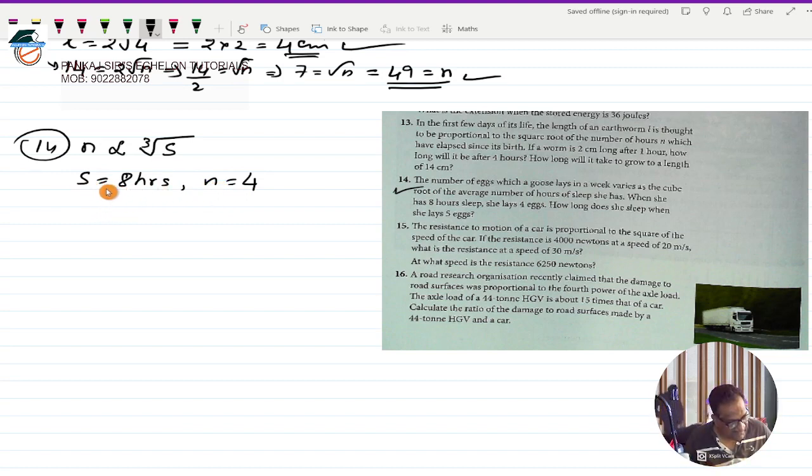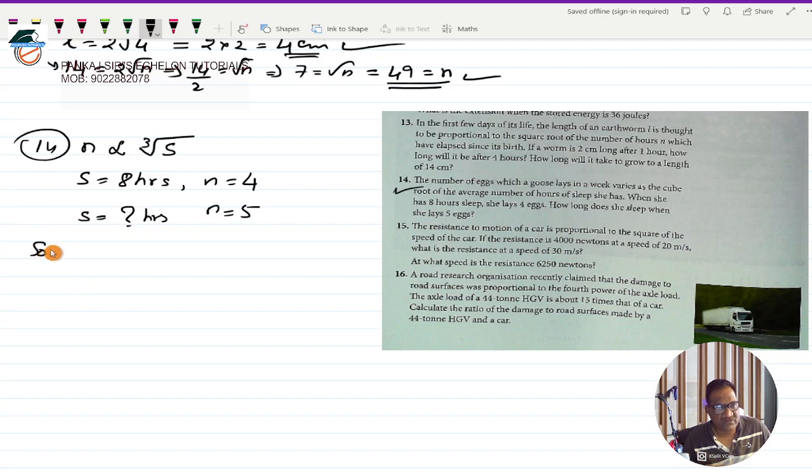Now the question asked is, how long does she sleep when she lays 5 eggs? So when n is equal to 5, or rather if she has to lay 5 eggs, for how many hours does she have to sleep? S equal to how much? How many hours? This is the question. Okay, fine. So let us start with this.